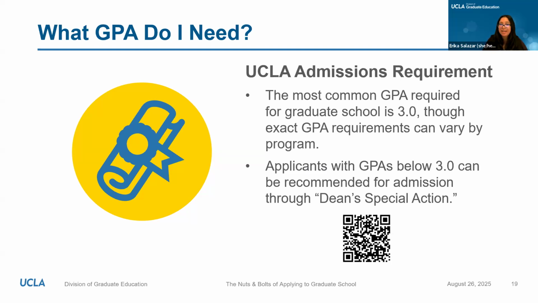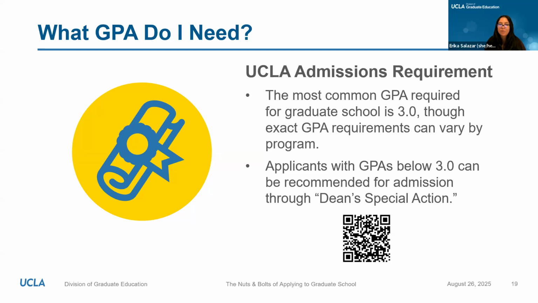Again, we recommend checking with that graduate program of interest to check their GPA requirements, but fear not: applicants with GPAs below 3.0 can be recommended for admission through Dean's Special Action. You can learn more about what Dean's Special Action entails by scanning this QR code. I say that the GPA is one of the only UCLA-wide requirements, because all other application or admissions requirements are set by the graduate program itself.